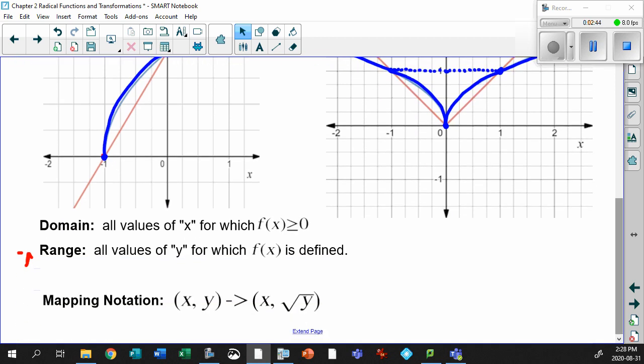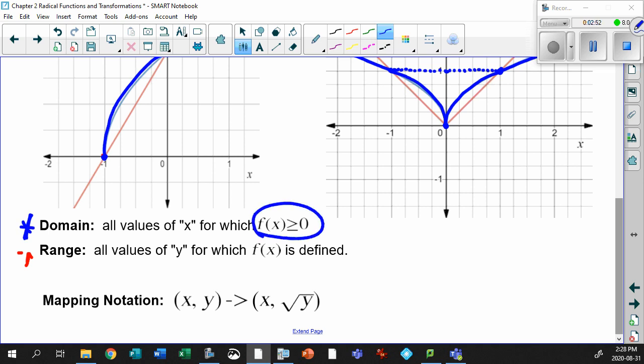So that's why I kind of wrote this down. Domain. Of course, it's all the values where the original graph was above or equal to zero. Okay? Nothing exists because if you look at this, this graph exists down here, but the radical graph starts on the x-intercept. It does not include any value down here.